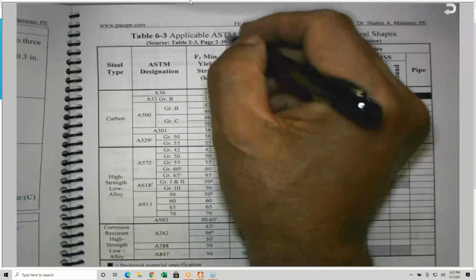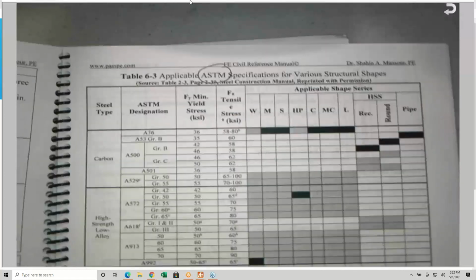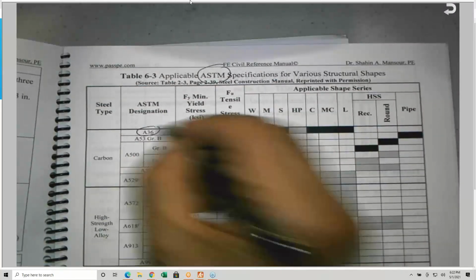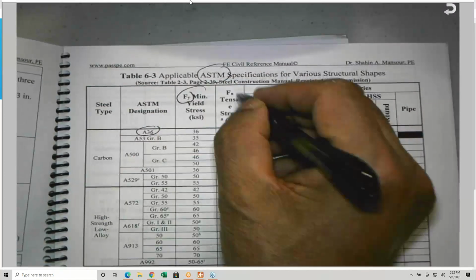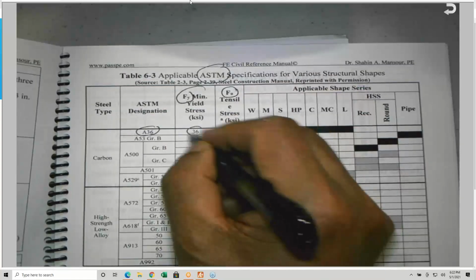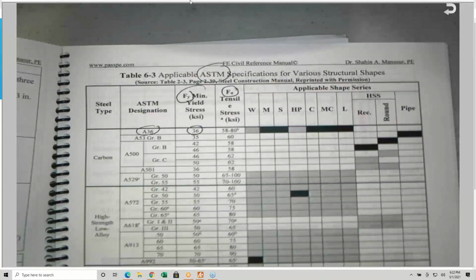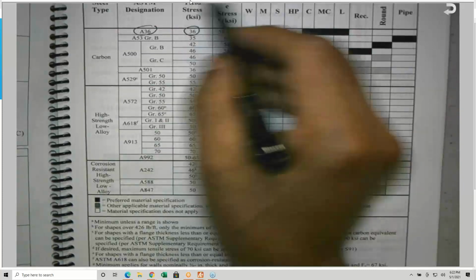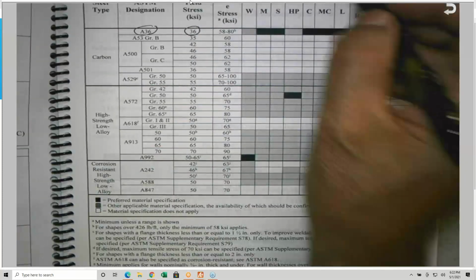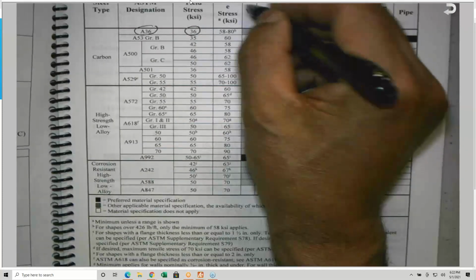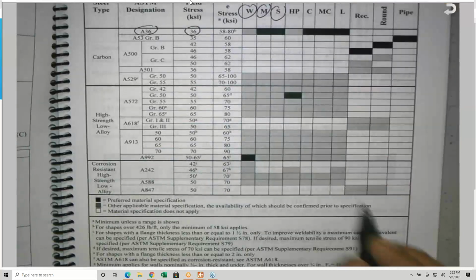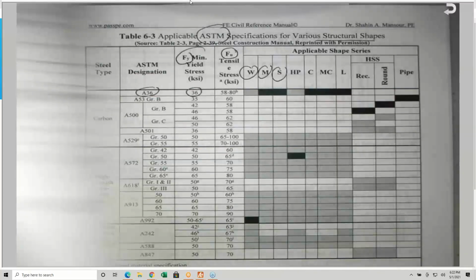If you flip the page, you will find, this is from the steel manual, the ASTM, the American Society for Testing. So, for example, this A36 steel, this is the F sub Y, and this is F sub U. These are the tabulated values, the ASTM specification for various structural shapes, the W shapes, M shapes, S shapes. We are going to talk about these things in the steel section.